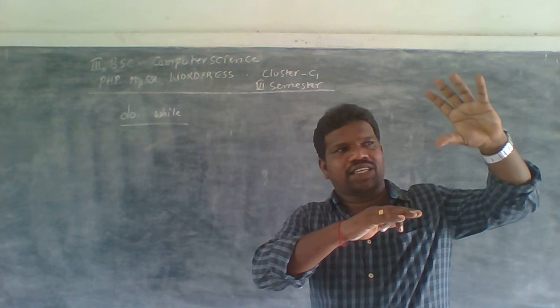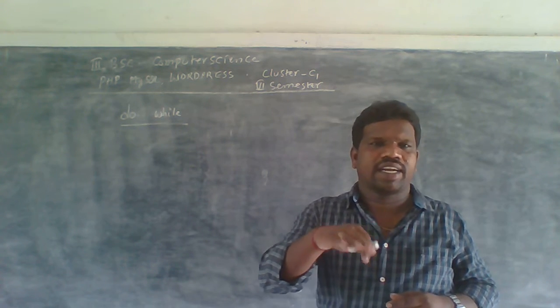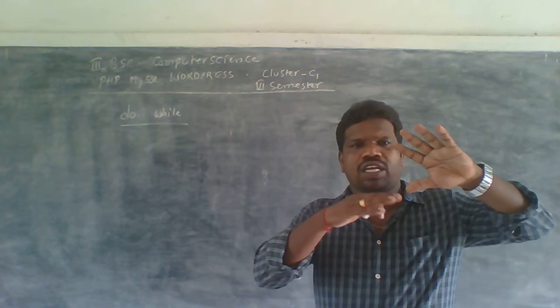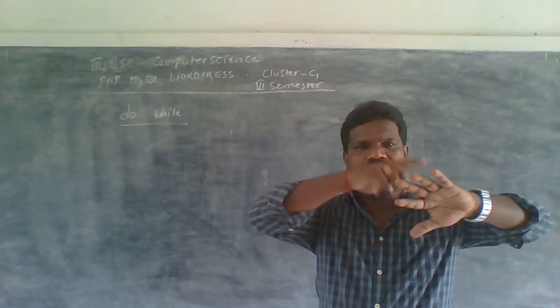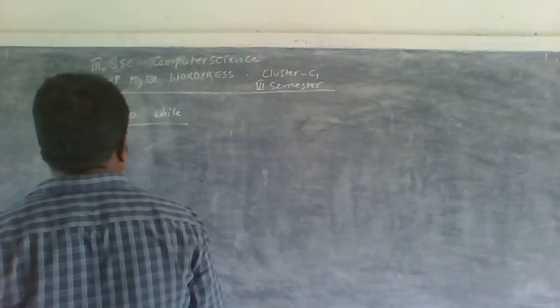If the condition is tested, the statements will be executed after the condition is tested here. After evaluating the condition, if it is true, the loop will be executed again, starting here, here and here. The syntax is like this. We have to see here.